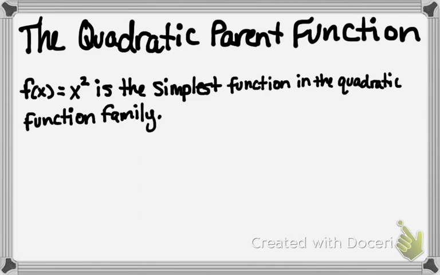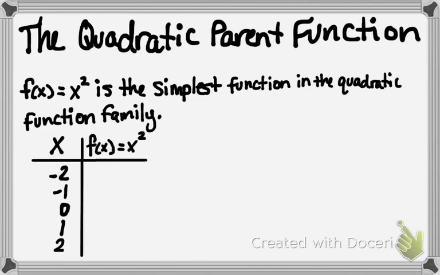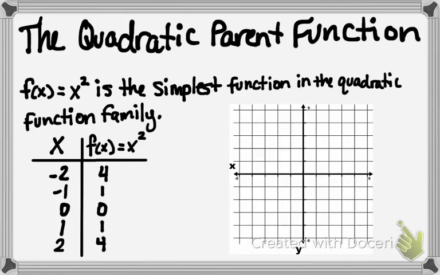It's just x squared. So just looking at a couple sample points, negative 2 squared would be a positive 4. Negative 1 squared would be positive 1. 0 squared would be 0. 1 squared would be 1. And 2 squared would be 4. If we were to graph this, I would have a point at negative 2, 4, negative 1, 1, 0, 0, 1, 1, and 2, 4.